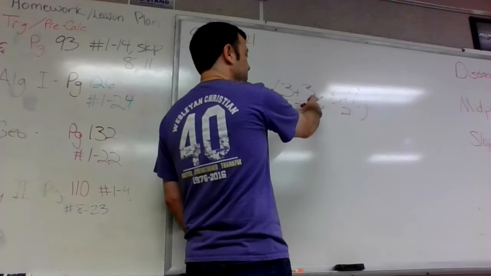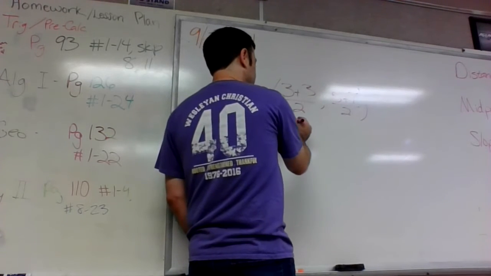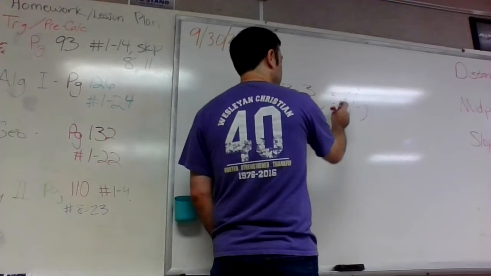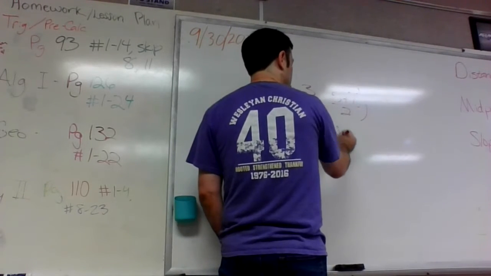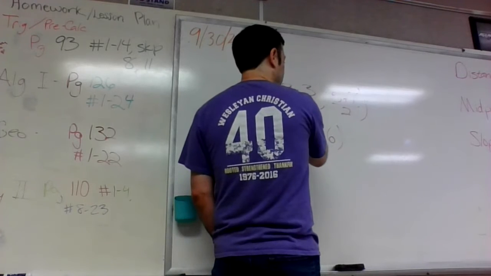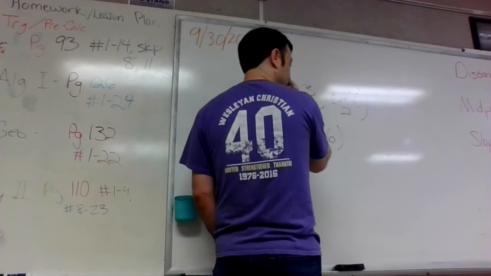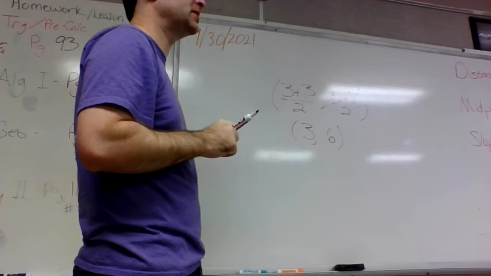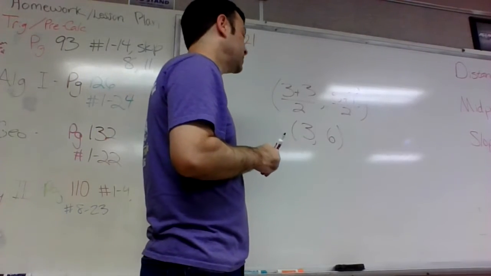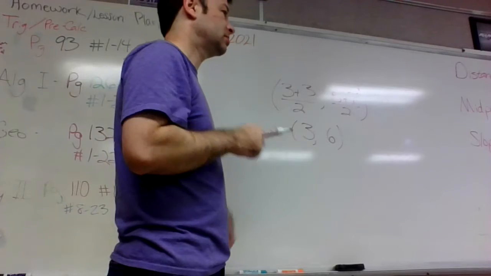3 plus 3 is 6, divided by 2 is 3. 5 plus 7 is 12, divided by 2 is 6. We're just finding the number that's right between these two, basically. That's what average does. It finds the number between.